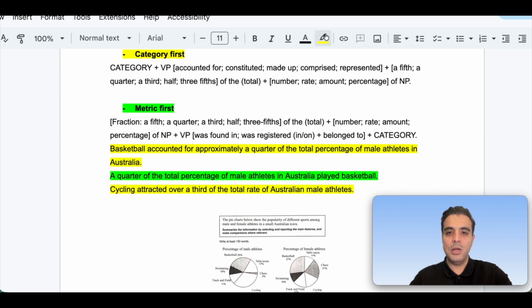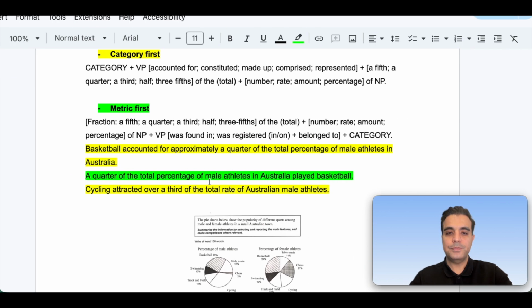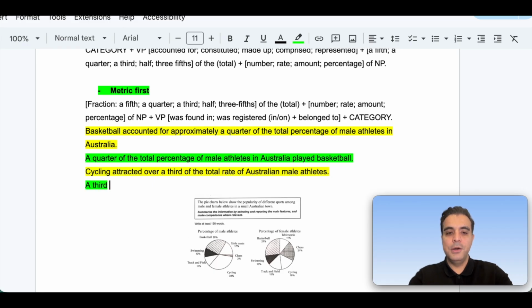So let's get the color coding right. And I'm going to say a third of the total, and it's over a third, right? So let's be consistent. Over a third of the total rate of Australian male athletes, right? Over a third of the total rate of Australian male athletes. Now, once again, we can use the same verb only in passive form. So we're attracted to cycling.